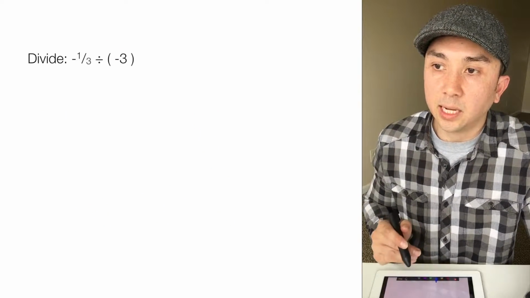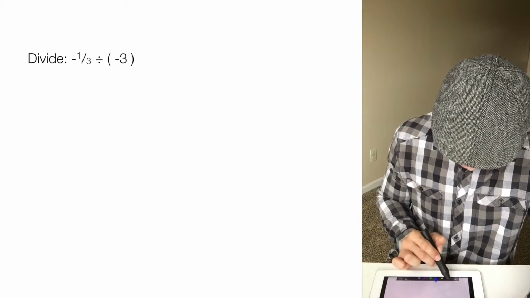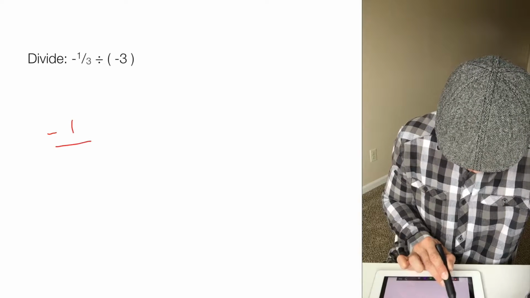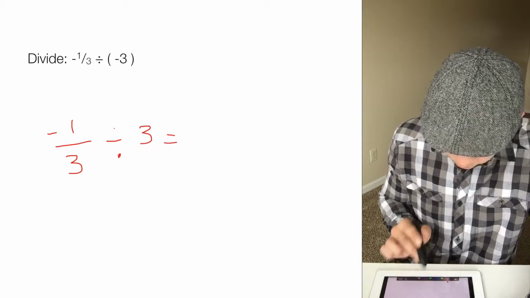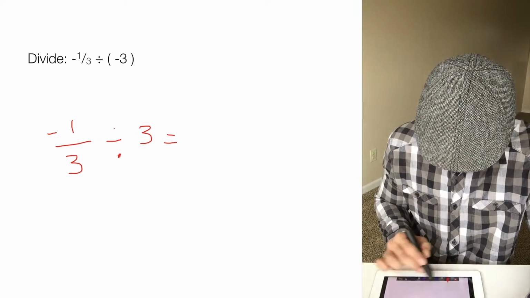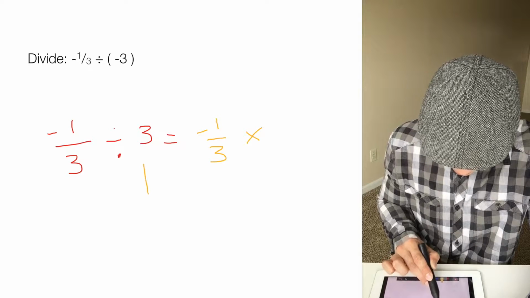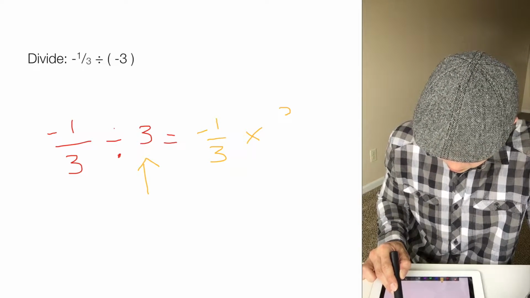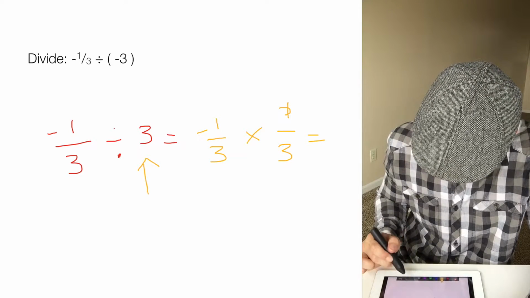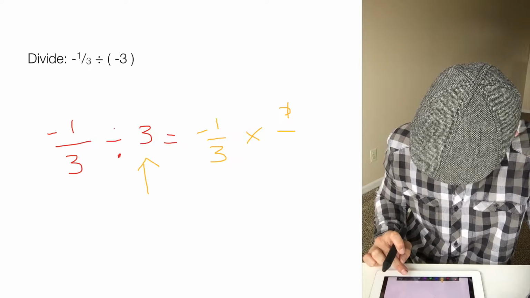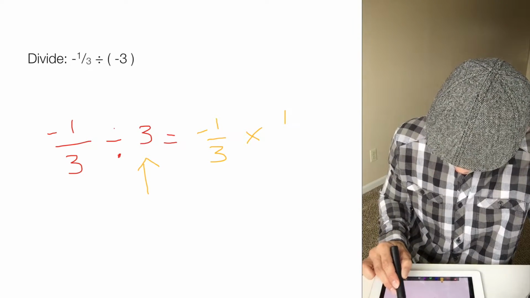Now let's divide negative 1/3 by negative 3. So we have negative 1/3 divided by negative 3. We can rewrite this as multiplication. We can say negative 1/3 times the inverse of negative 3, which is negative 1 over 3.